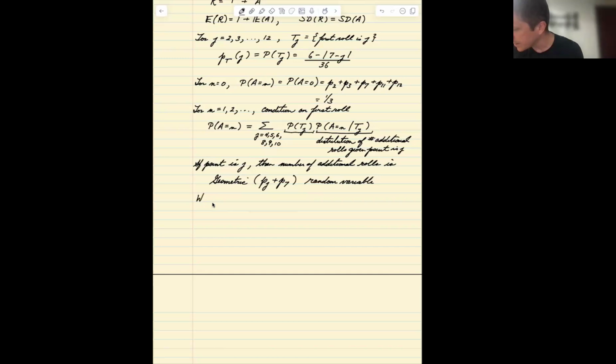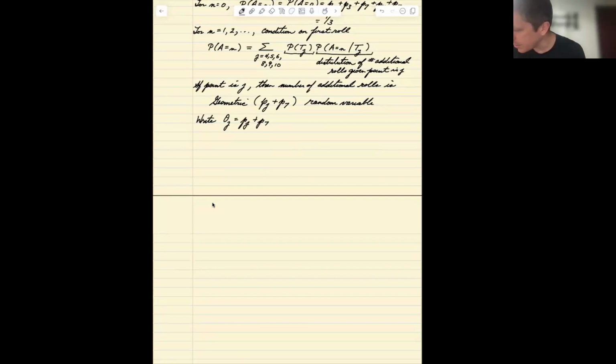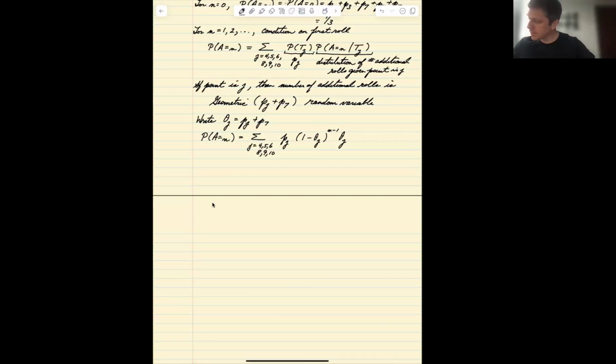So if we write theta sub j equal to Pj plus P7, then we can write the probability that A equals n is the sum over j equals 4, 5, 6, 8, 9, or 10 of Pj, that's the probability of Tj, times 1 minus theta j to the n minus 1 times theta j. That's the distribution of A.